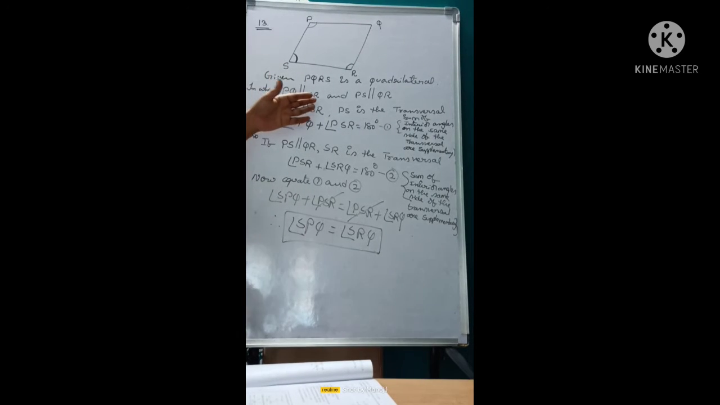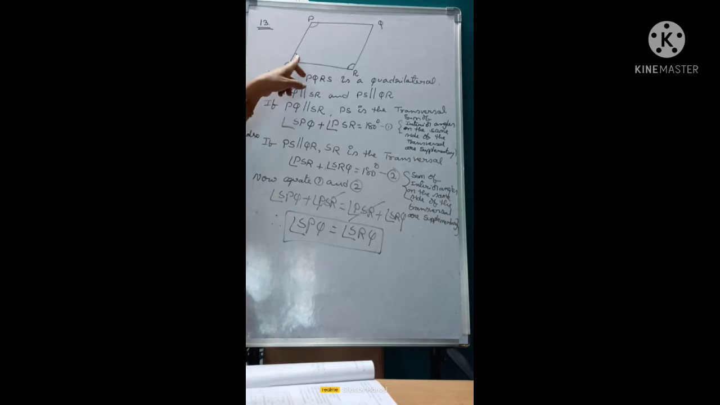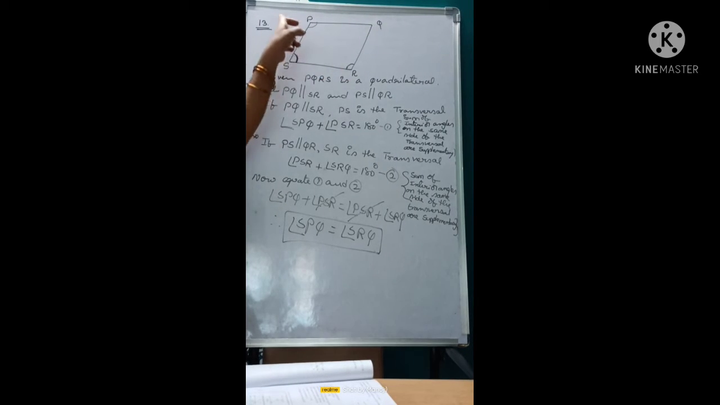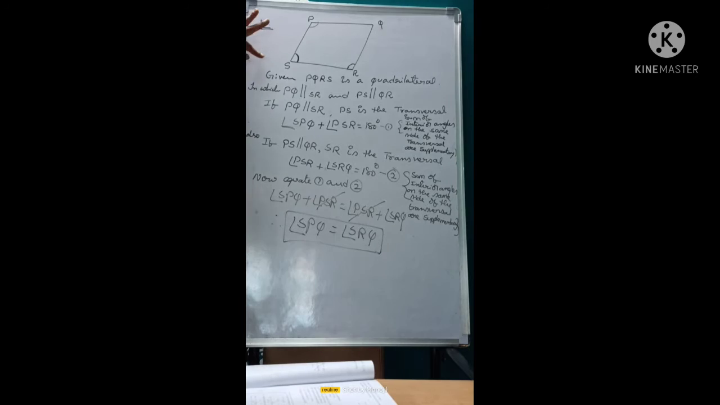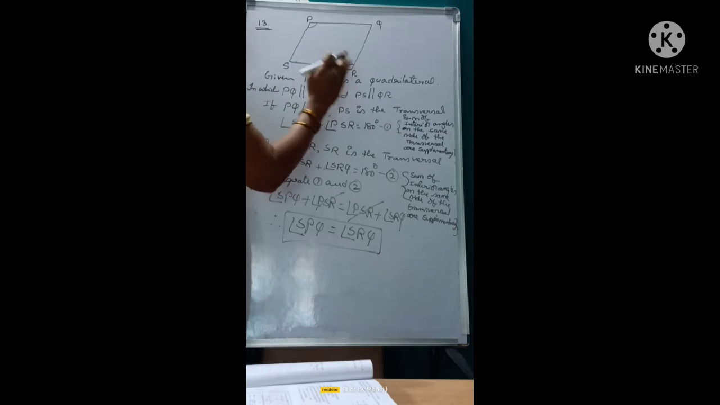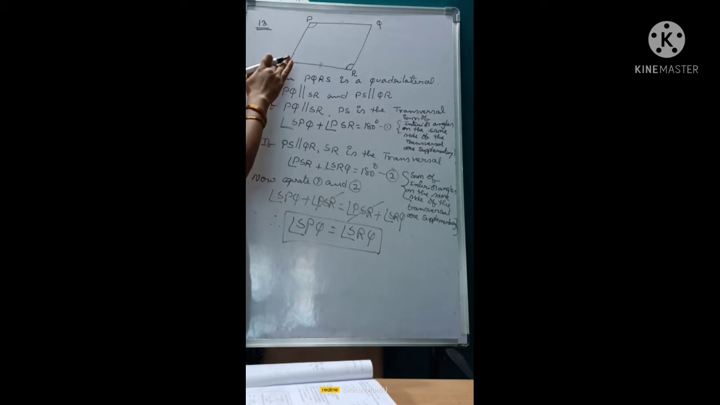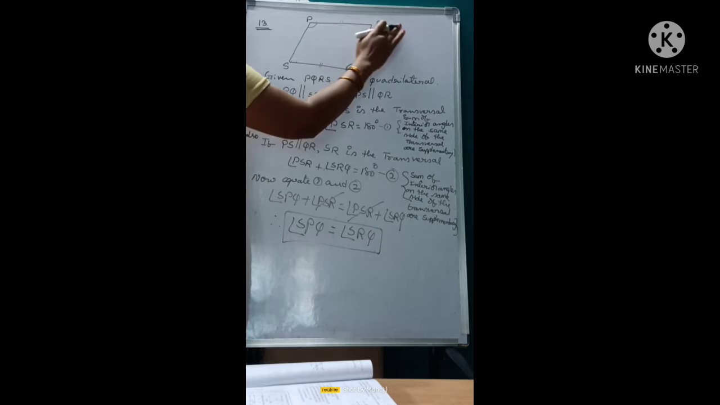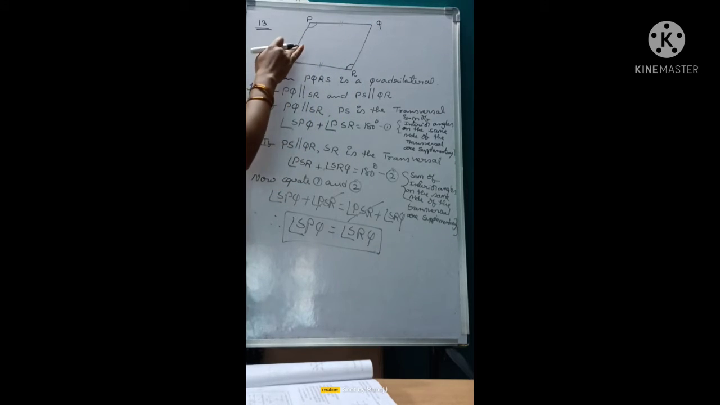So here it is given that PQ is parallel to SR and PS is parallel to QR, and we have to prove that these two angles are equal: angle SPQ equals angle SRQ. If PQ is parallel to SR, PS is the transversal.